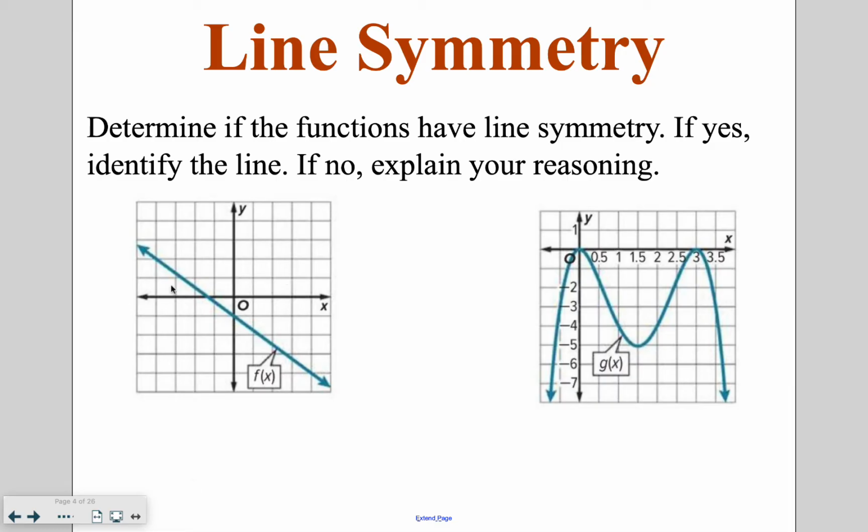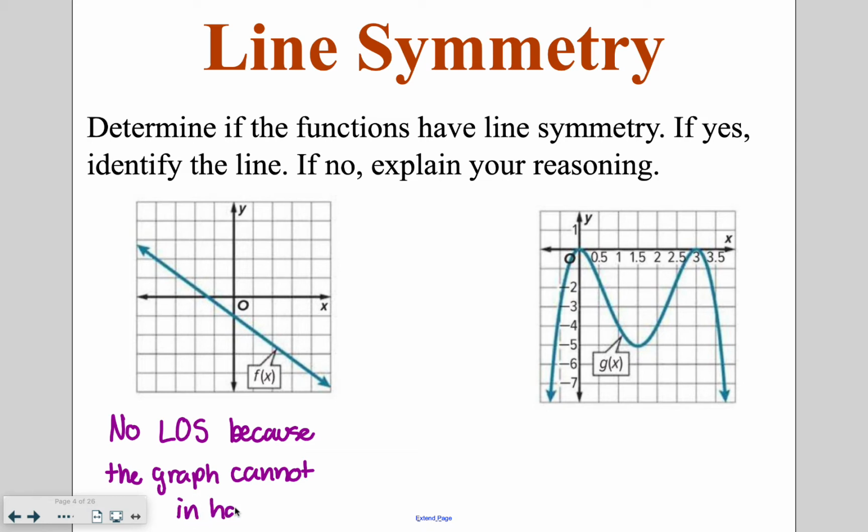So, looking at this first function on the left, we have a straight line. My job is to try and put in a line somewhere along here vertically so that if I folded that graph in half, the two pieces would match up. Unfortunately for this one, there is no such line. So we would say that there is no line of symmetry, which you can abbreviate to LOS, because the graph cannot be cut in half. So when you are saying that it does not exist, you need to note that the graph cannot be cut in half. There is no line that makes that possible.